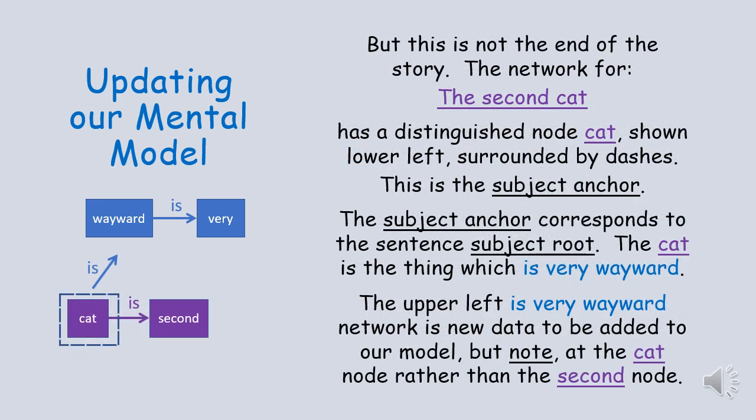But this is not the end of the story. The network for "the second cat" has a distinguished node cat, shown lower left, surrounded by dashes. This is the subject anchor. The subject anchor corresponds to the sentence subject root. The cat is the thing which is very wayward. The upper left is very wayward network is new data to be added to our model. But note, at the cat node rather than the second node.